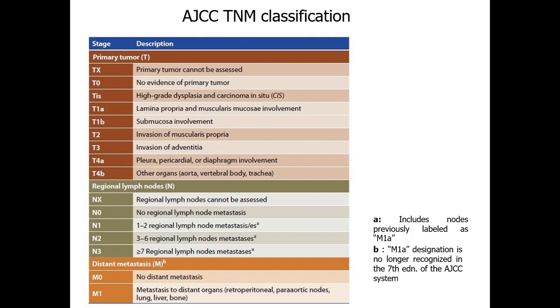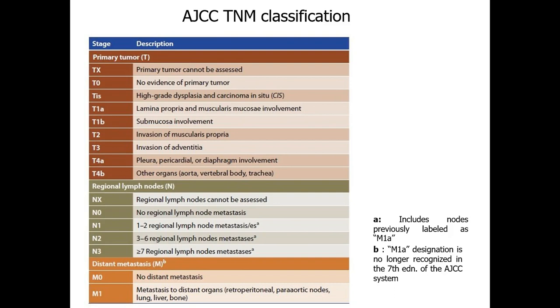Now this is a very difficult slide, but very easy if you understand it. When you are unable to assess the primary tumor, it is TX, and when you are not seeing primary tumor by all the investigations, it is T0. When there is only histologically a high grade dysplasia, it is carcinoma in situ, Tis. And when the tumor is only crossing the lamina propria and muscularis mucosa, it is T1. Submucosa, T1b, invasion of muscularis propria, T2, and so on. You can read this slide.